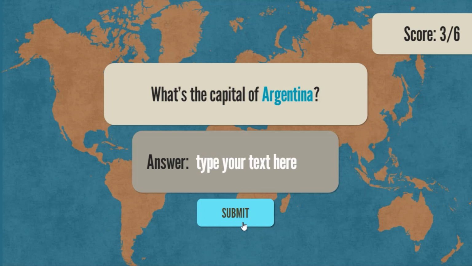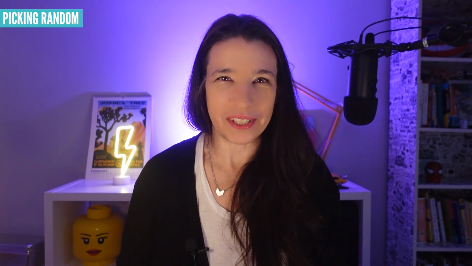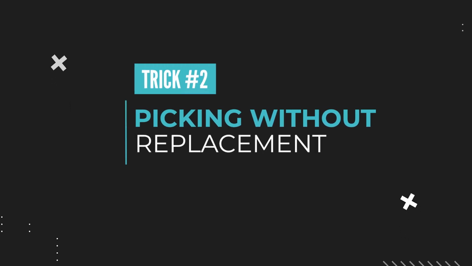Now when I run this, I get the exact same result as I do with the triggers, but it's way cleaner. I have a lot fewer triggers with JavaScript, and as you saw, it's much easier to add a country. I just add it to the list. You'll notice that sometimes the same question gets asked more than once, and that's trick number 2, picking at random without replacement, meaning once something is picked, it's taken out of the set.